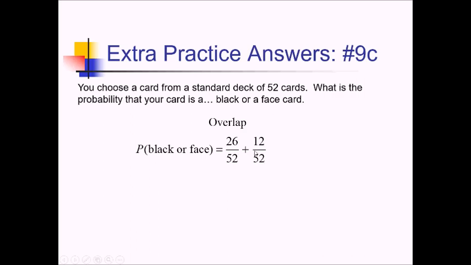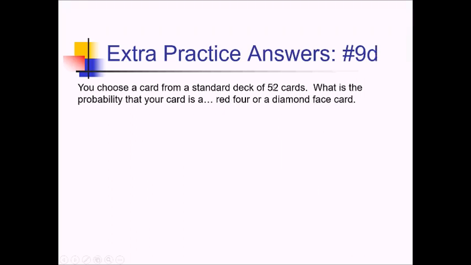So how many black cards are also face cards? We have the jack, the queen, and the king of spades and of clubs. So there's 6 of them that are both. So we'll have to subtract 6 out of 52. Putting it all together now, we have 26 plus 12 is 38, minus 6 is 32. So 32 over 52, which we can reduce by 4s, that's going to be 8 over 13.